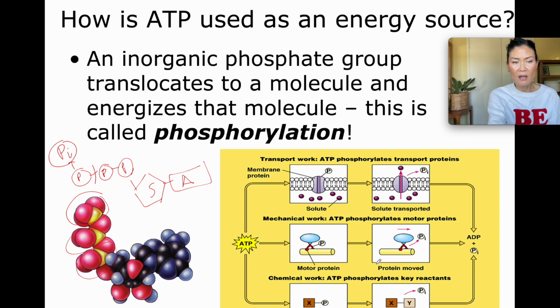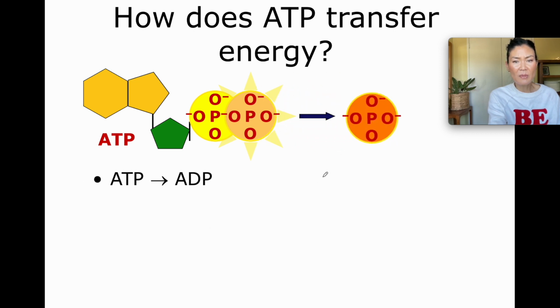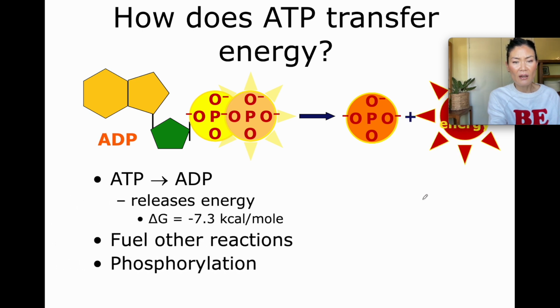So ATP is used when that inorganic phosphate comes off of ATP. ATP becomes ADP, and we've got the inorganic phosphate. It releases energy, and that inorganic phosphate is going to be used for other reactions. When that inorganic phosphate attaches to another molecule, we call that phosphorylation. So when something has an inorganic phosphate attached to it, it's been phosphorylated. It's got a phosphate group attached to it, it's energized.